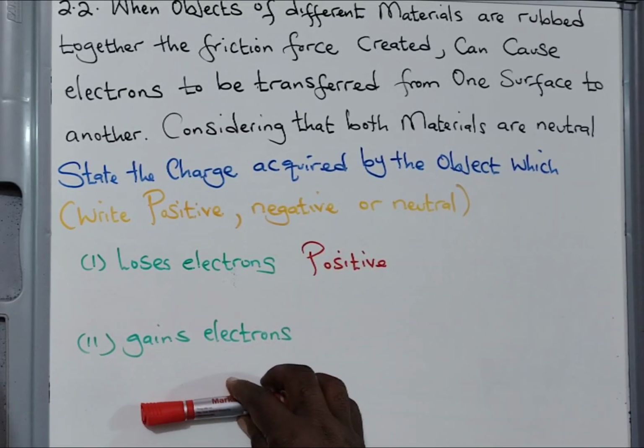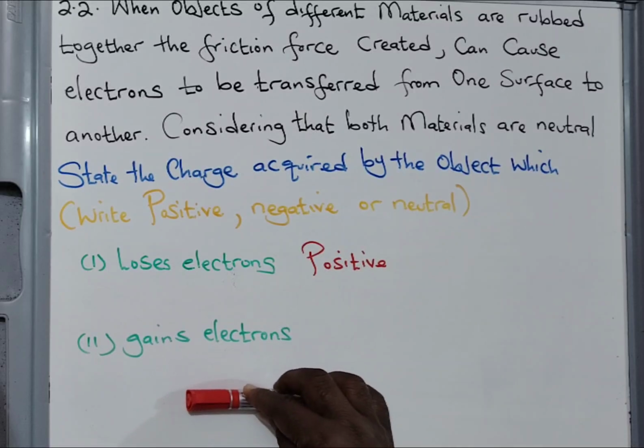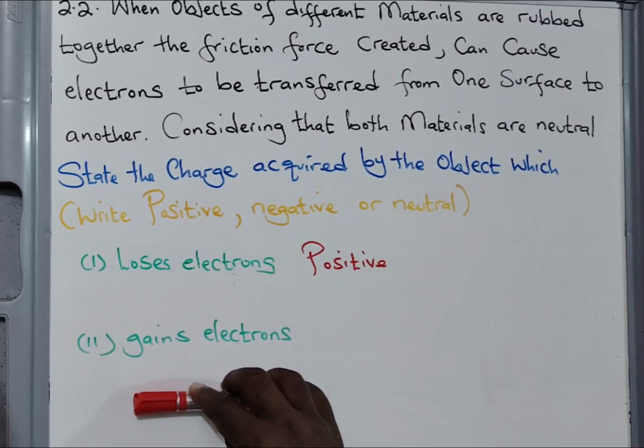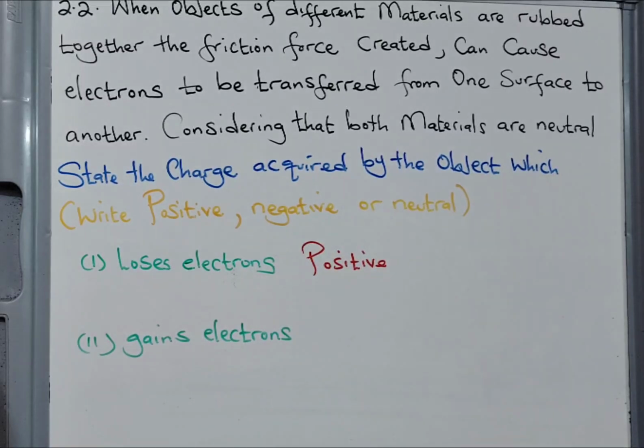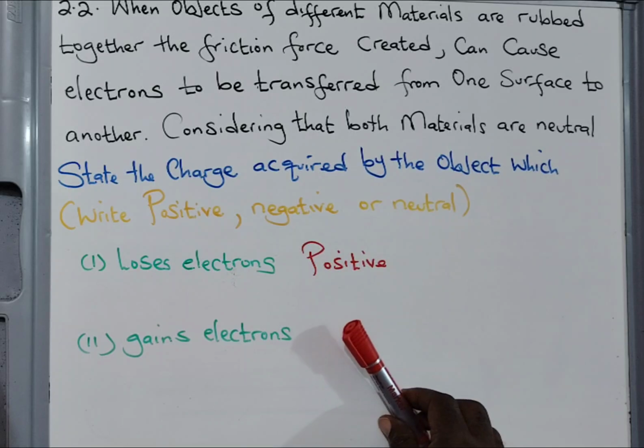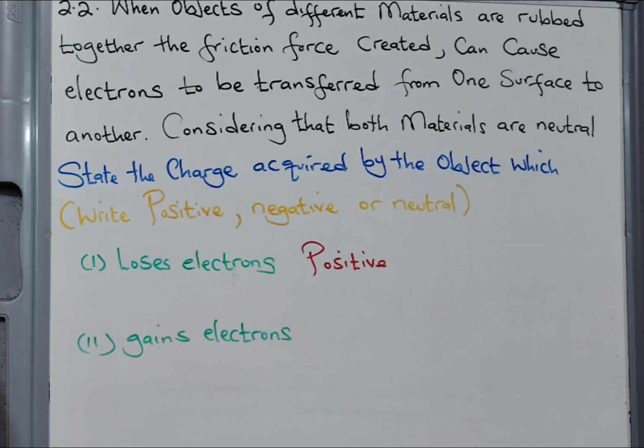Then this one comes, gains electrons. The material which gains electrons acquires what charge? It becomes negatively charged. I want to tell you that electrons are negatively charged. The object which loses them becomes positively charged, and the object which gains them becomes negatively charged. So this one will become negatively charged.